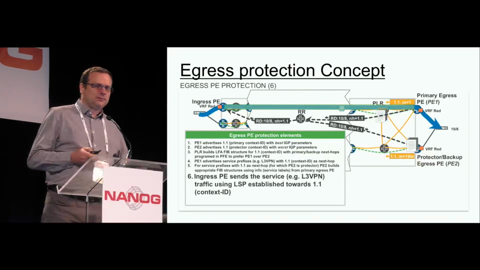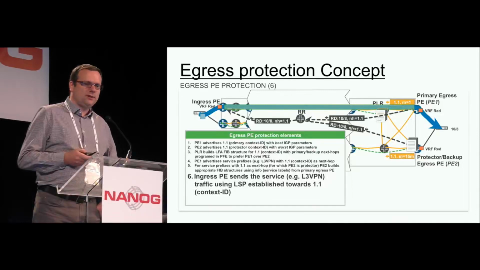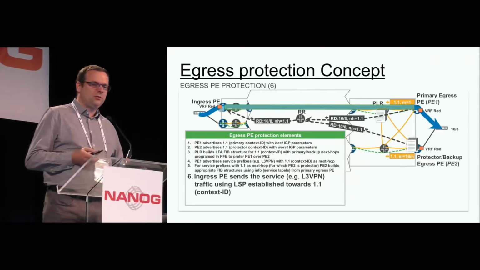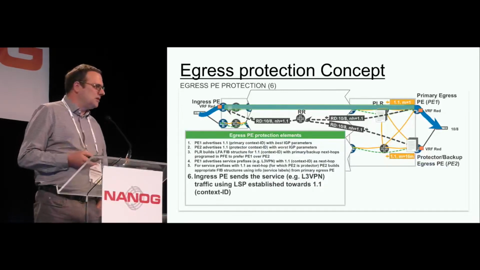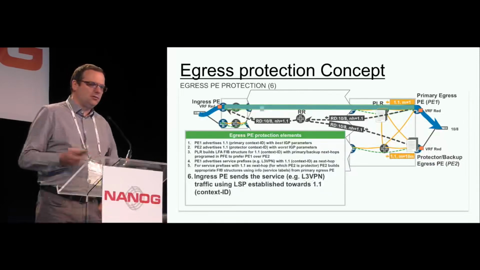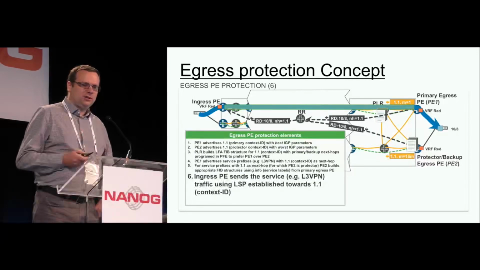Step 6, traffic starts to flow, and flows normally over the LSPs from ingress PE to the primary egress PE, P1. The next hop 1.1 advertised by P1 has better IGP characteristics. The same next hop is advertised by P2, but with worse characteristics, which means that everyone prefers to send the traffic to 1.1 in the direction of P1. All right, traffic is flowing, very good.